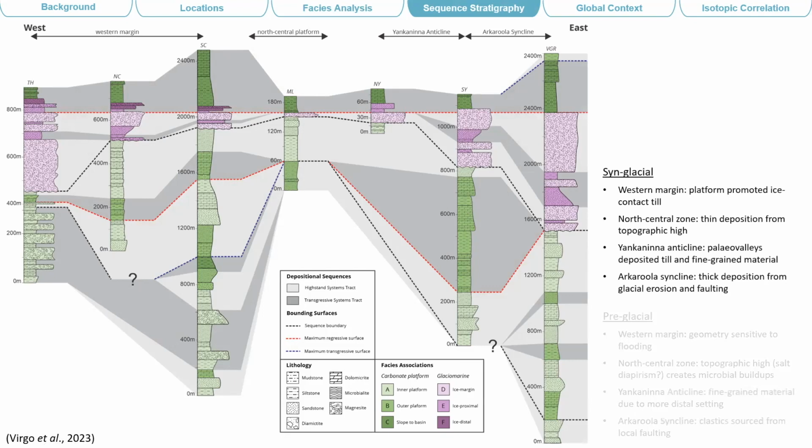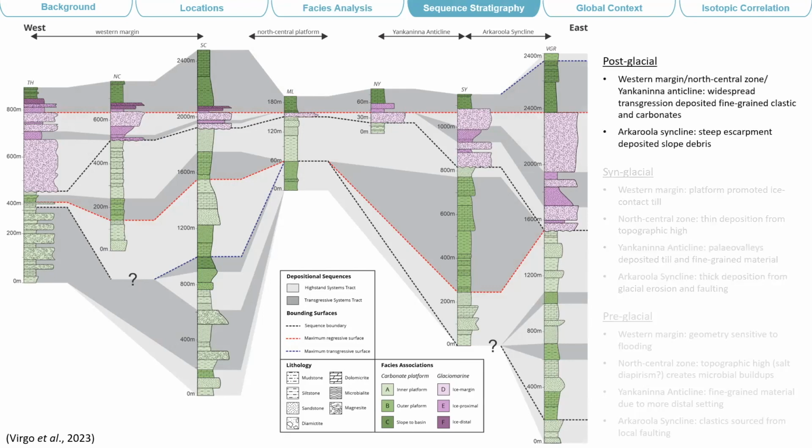Then moving into the glacials. So along the western margin, again, we have this platform geometry. And because of this, we tend to find diamictites that appear to be very close to the glacier themselves. So ice contact till. In the north central zone, so over in Mount Lyndhurst, we have very thin deposition. As I mentioned, that's probably to do with just the topographic high. In Yankonida, we have more paleo valleys, so there's more space to fill, and that's why we have slightly thicker deposition of the glacials. And then in Arkaroola, we have quite a lot of glacial erosion and continued faulting through the Sturtian, which has created space for all this material to go into.